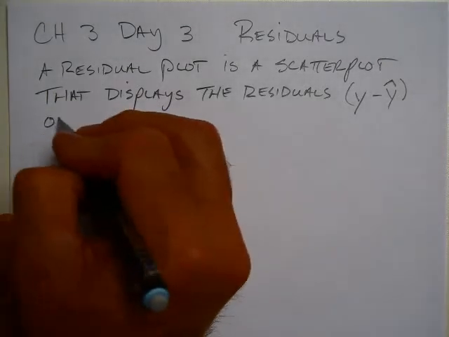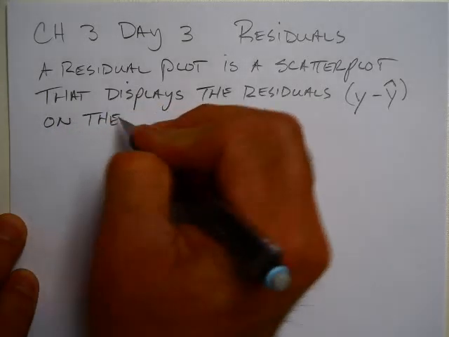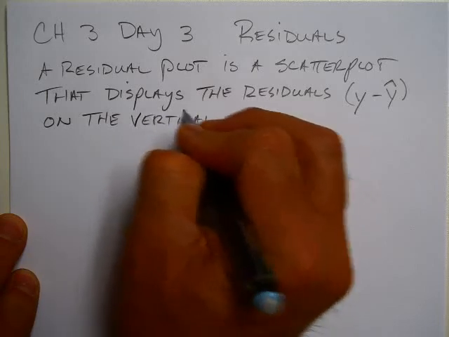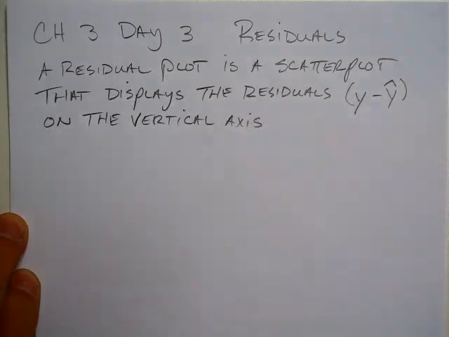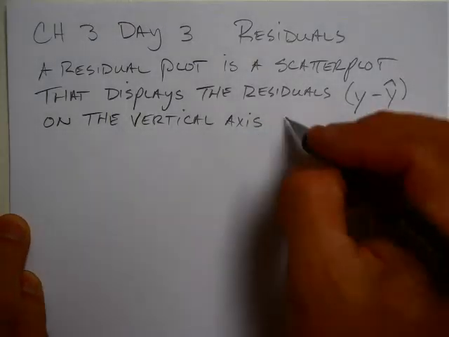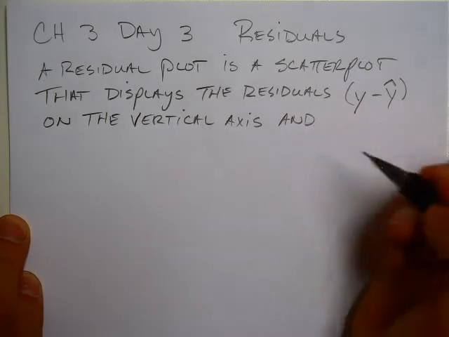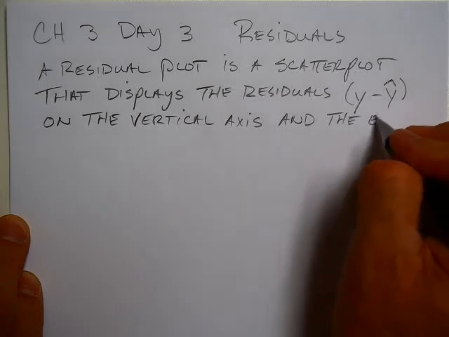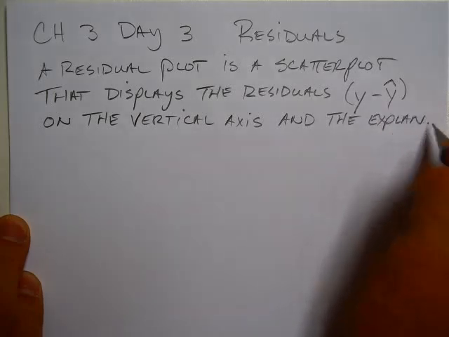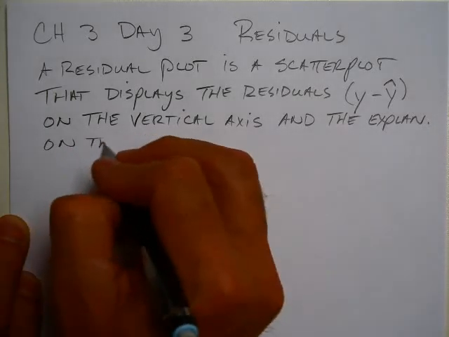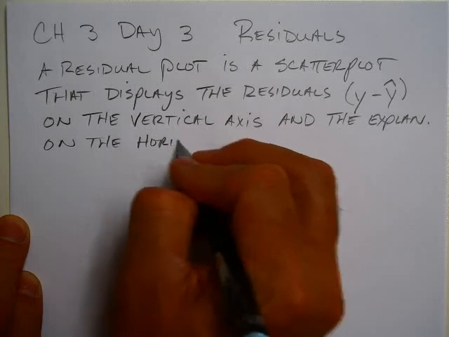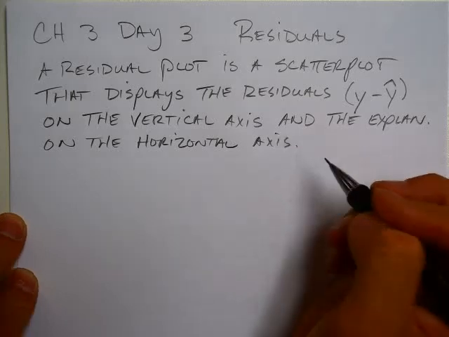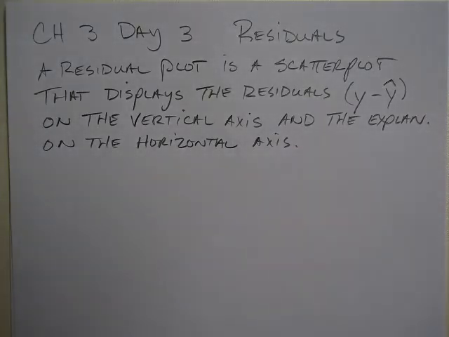On the vertical axis. Makes sense that it'd be on the vertical axis since they're y's. And the explanatory on the horizontal axis, the explanatory being x. So it's another type of scatter plot.